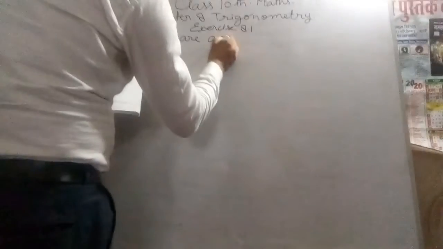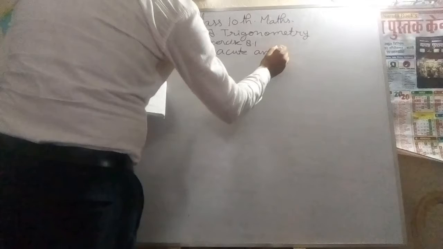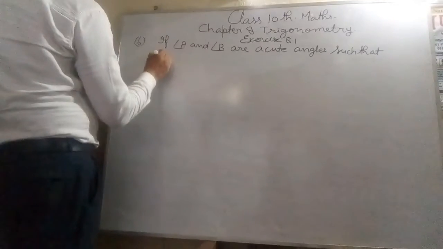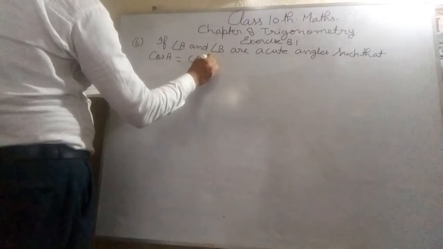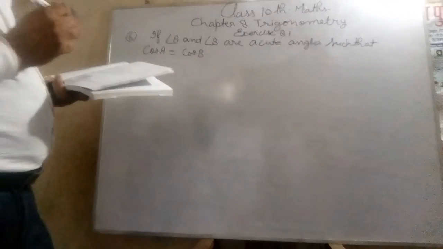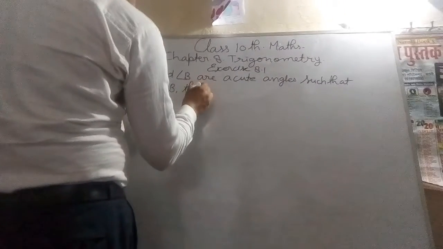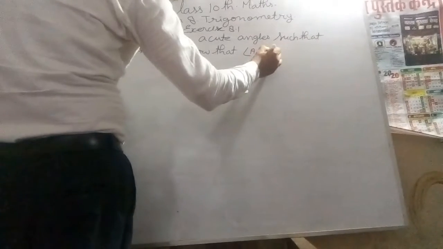If angle A and angle B are acute angles, such that cos A equal to cos B, then prove that angle A equal to angle B.